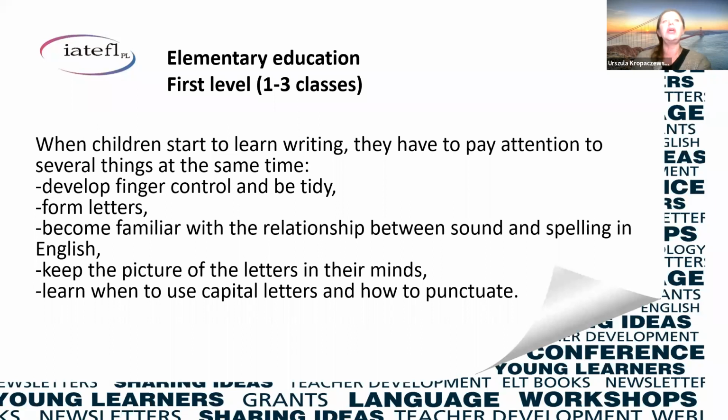primary school, we teachers should pay attention to some things. When they draw, when they color, when they trace, they should be really tidy, and they should make the drawing really clean. They should be able to form letters. First, they trace, but then they should form letters on their own. Okay, they should know that the spelling is different to saying a word.